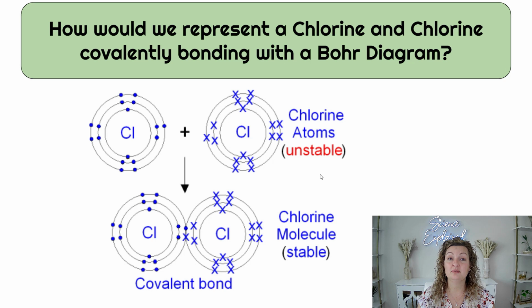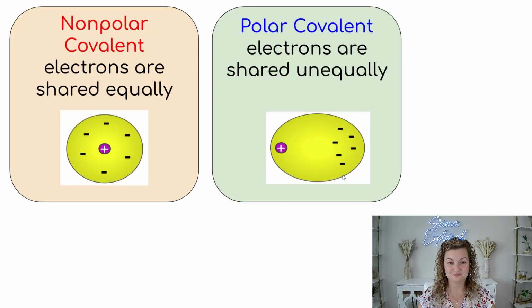If you look at it with a Bohr model, you can see that we have 7 and 7 valence electrons, and then you can see the overlap of where we are sharing 1 electron from each atom. Therefore, we consider this a single bond.